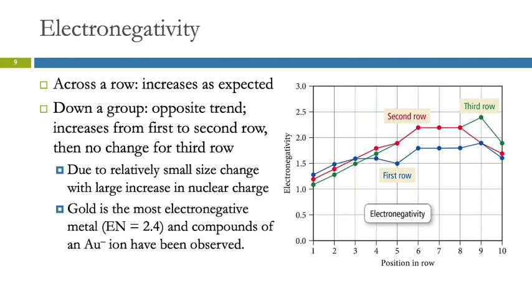Turns out that gold is the most electronegative metal with an electronegativity of 2.4, and compounds of a gold anion have been observed. So, there goes that rule too. Metals always lose electrons, except for gold occasionally. That's probably why it doesn't tarnish a whole lot. It's very, very unreactive. Yeah, and you see that too in the electrode potentials. It's just way down there. It's not going to happen.